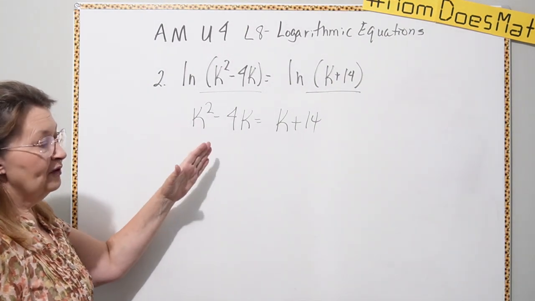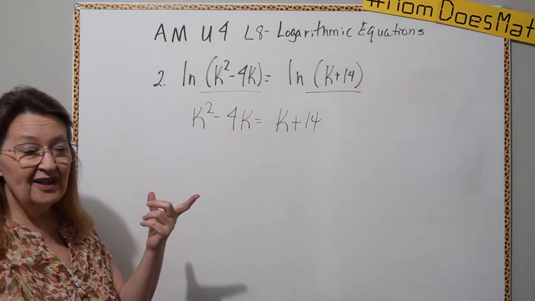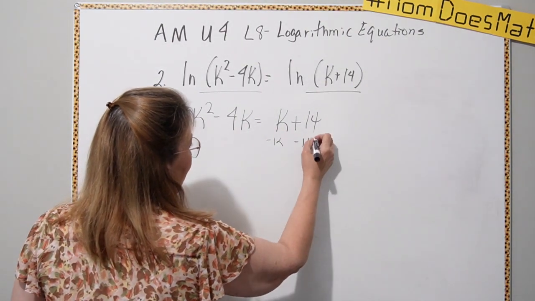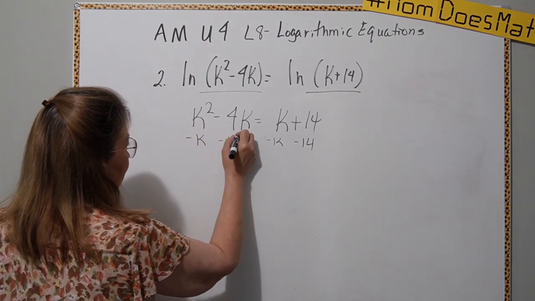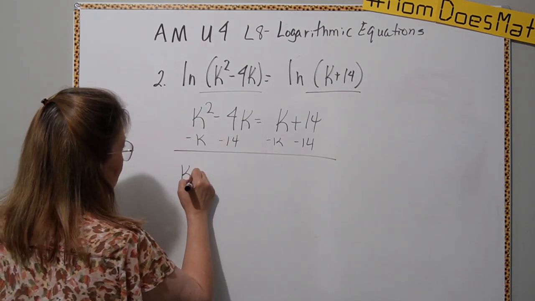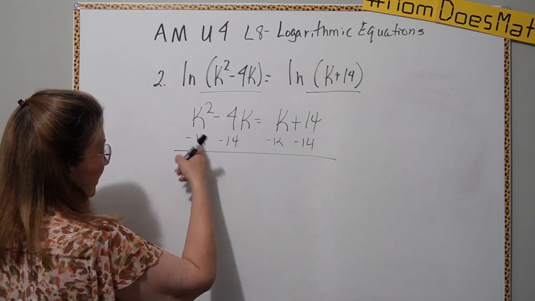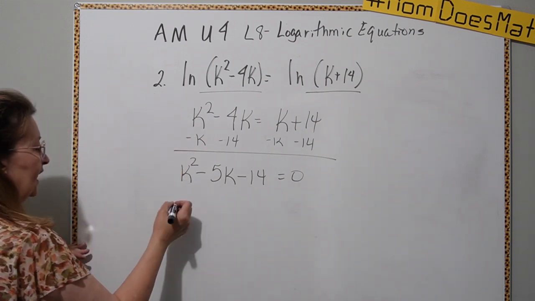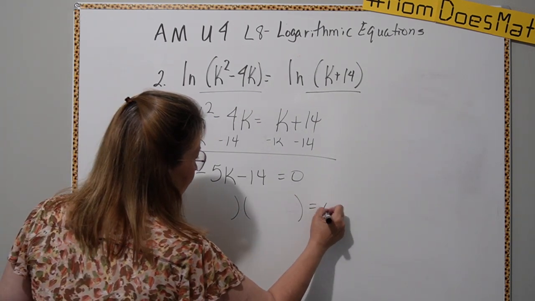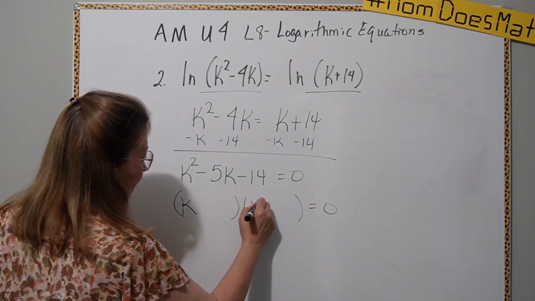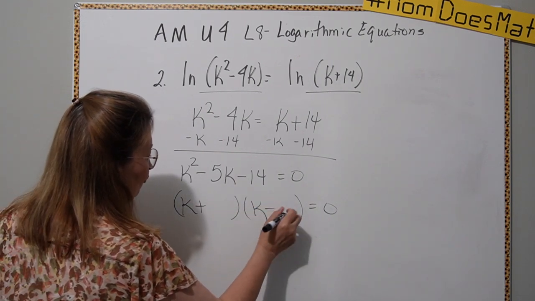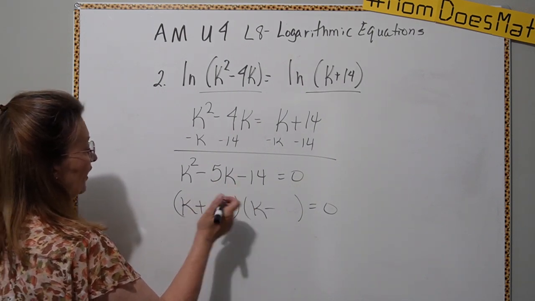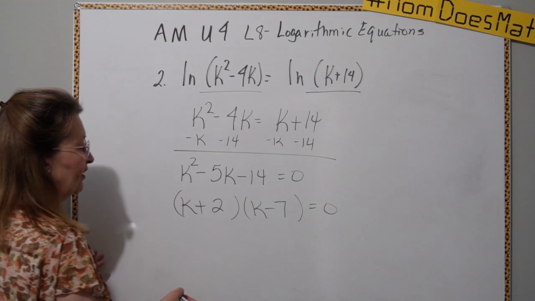You see that you have a quadratic, so zero product property is going to be my first choice. Let's get a 0 here. We're going to subtract k and subtract 14 from each side. So what that's going to be is k squared, minus 4k and a minus k is minus 5k, minus 14 equals 0. And factoring the trinomial, k and k, since this is a minus sign, you know you're going to have one of each. Now, what two numbers multiply to give you negative 14, but add up to give you negative 5? That's going to be negative 7, positive 2.